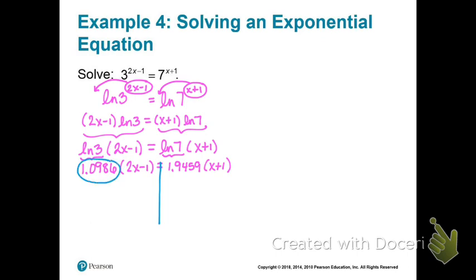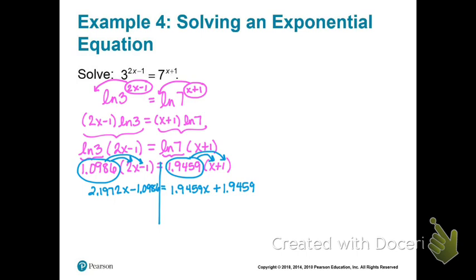I'm going to distribute this 1.0986. So 1.0986 times 2, I got 2.1972x. And then 1.0986 times negative 1 is negative 1.0986. Then I'm going to take the 1.9459 times x, so 1.9459x. And 1.9459 times 1 is positive 1.9459.